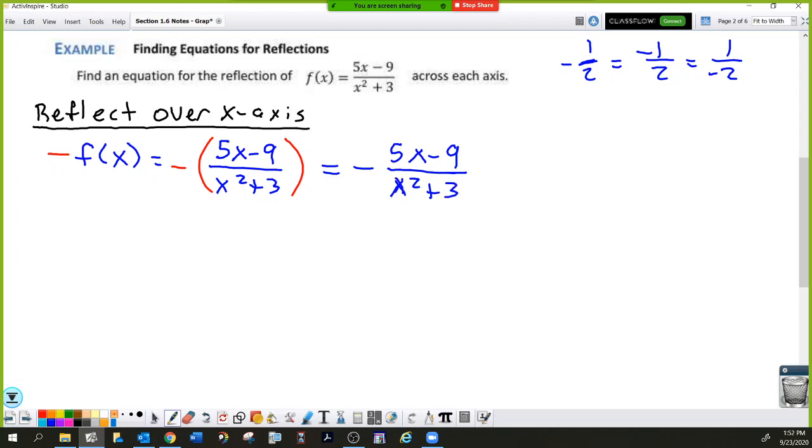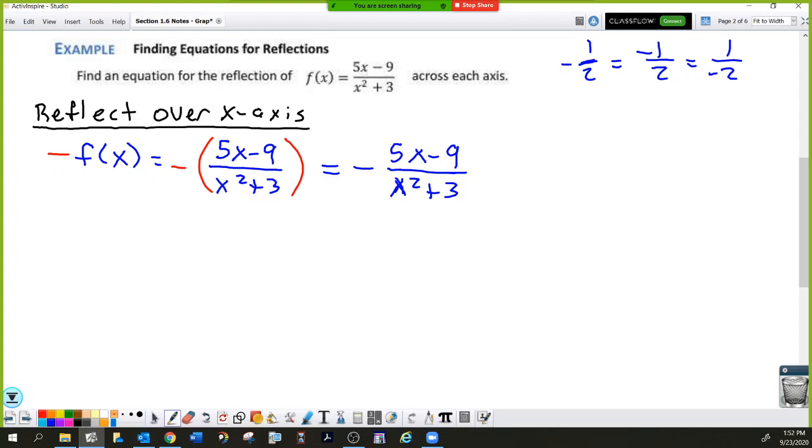There you go. That's it. It could have said negative 5x plus 9 over x squared plus 3. Or it could have said 5x minus 9 over negative x squared minus 3. But you see, I feel like distributing that negative somewhere kind of uglies it up a little bit. I feel like that's the most elegant way that it's going to be written.